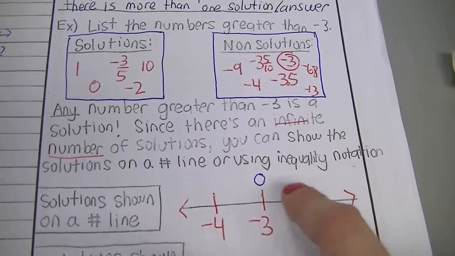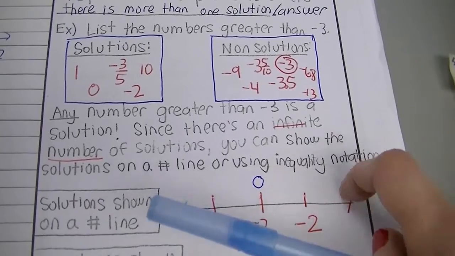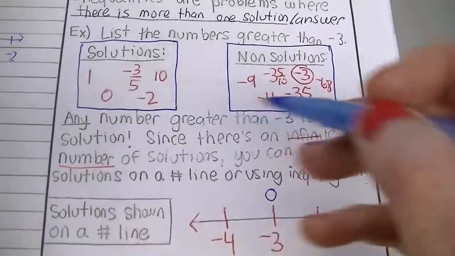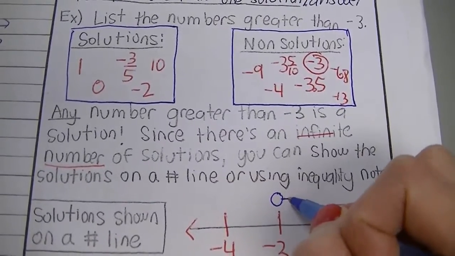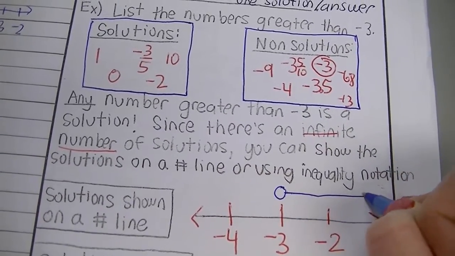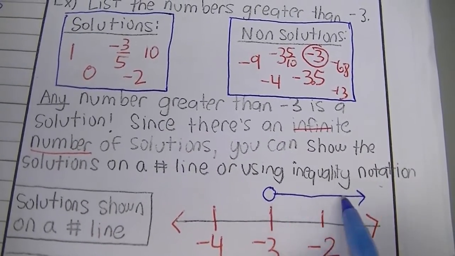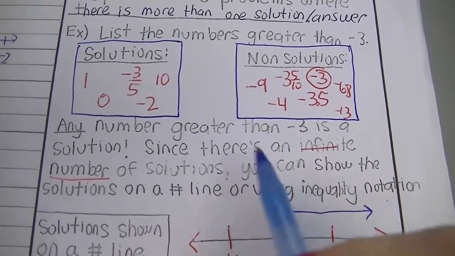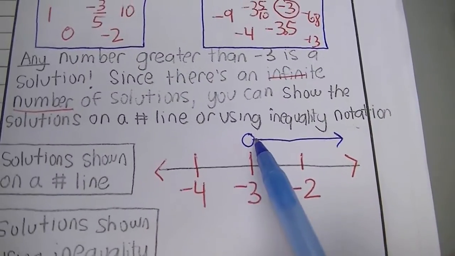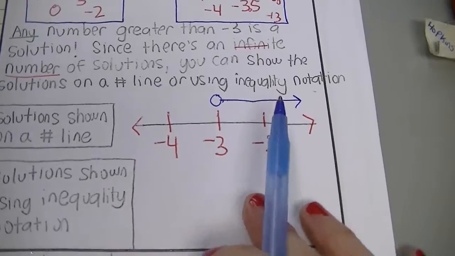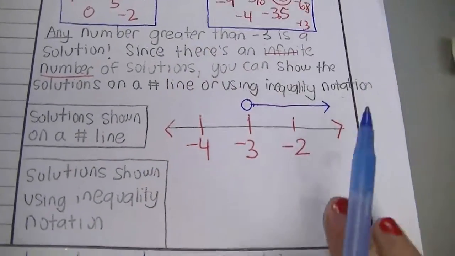Negative 2, that's right there. Negative 3/5 is like right here. 0 is like right here. Okay, so you're going to notice that the solutions are any number to the right of negative 3. Those are all solutions, and that's why we are representing it with this arrow here, saying the numbers greater than negative 3 are right here on the number line, and it goes on forever and ever, so I don't have to list them all because I don't have time for that.